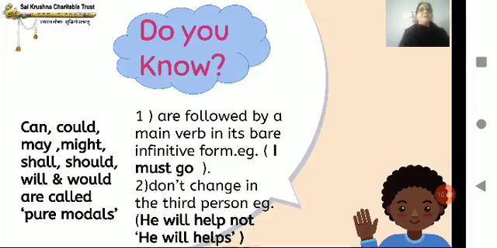For example, I must go. They don't change in the third person. Example, he will help, not he will helps. It doesn't change. He will help. It will not become he will helps. Did you all understand?